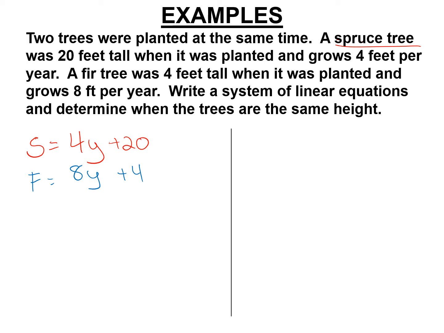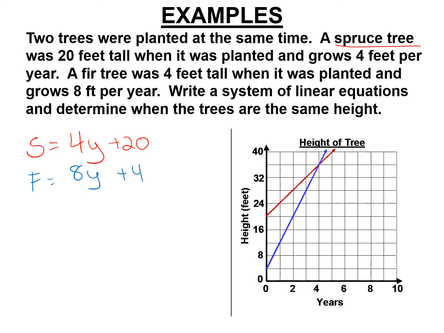Now in a previous lesson, we graphed these, right, and saw where they cross. So let's just show you that. The blue one starts at 0, 4. So it was at 4 feet and grew 2 boxes, and each box is worth 4, so it grew 8 feet every year. The spruce tree started at 20 feet, right? These are going up by 4s. So it started at 0, 20, and went up 1 box, which is 4 feet per year. And the solution is what? At 4 years, they were both 36 feet, okay?